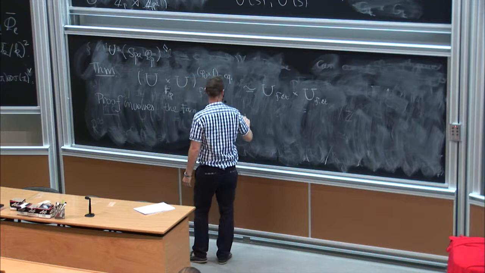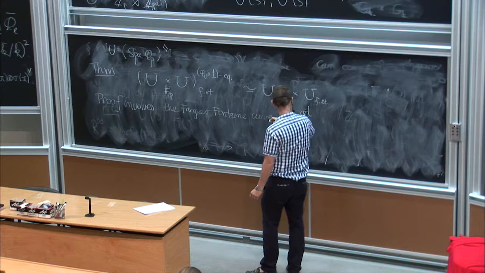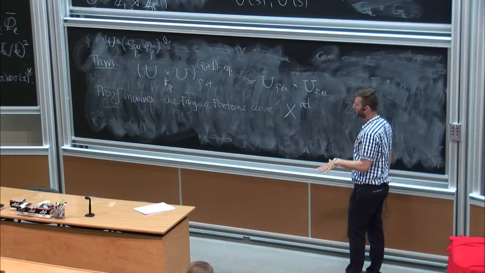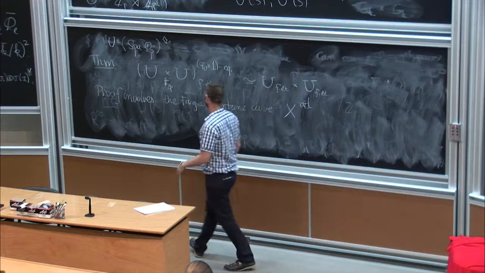X, but in fact there's an adic avatar of X, which I'll need. And what is X adic? So in a way, it's the mixed characteristic analog of this punctured unit disk that I wrote down earlier in the lecture. So I can actually write down what it is. I'll start with a formal scheme.